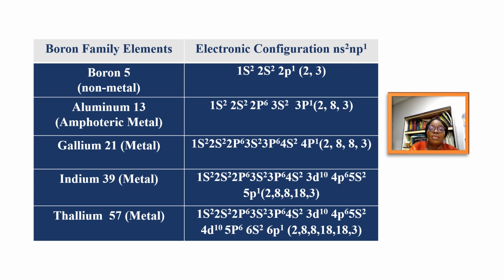Boron is 2s2 2p1, aluminium 3s2 3p1, gallium 4s2 4p1, indium 5s2 5p1, and thallium 6s2 6p1. Aluminium in this group is amphoteric, meaning that the metal dissolves in dilute mineral acids and in sodium hydroxide. So it is classified as amphoteric.